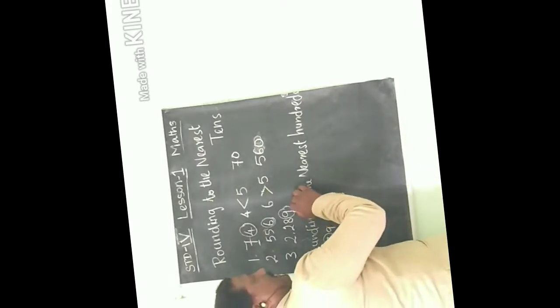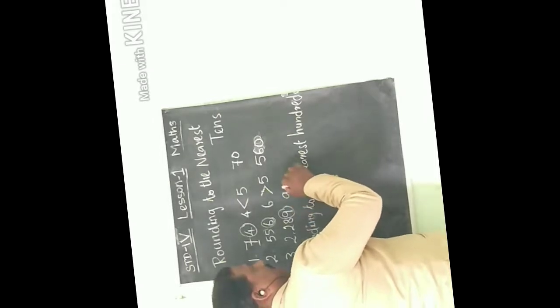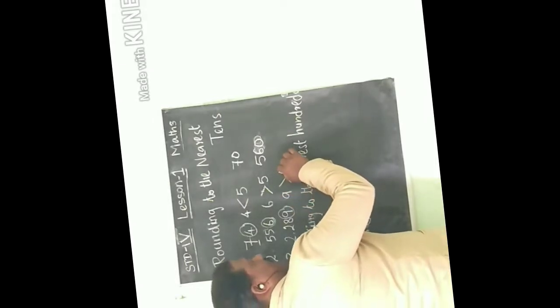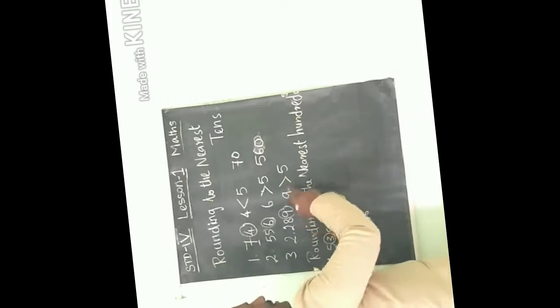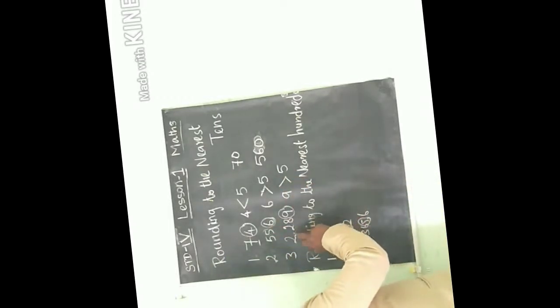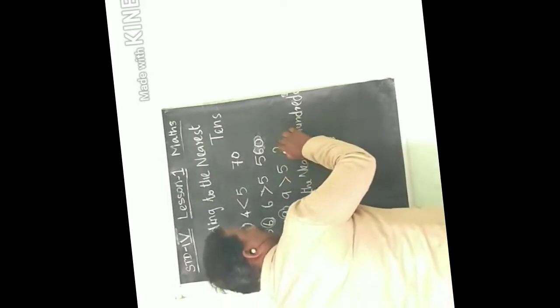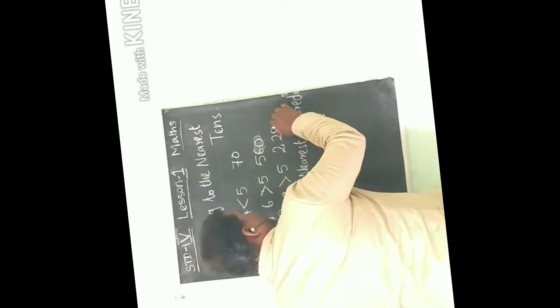Okay. Then next we have to compare this number. So 9 is greater than 5. Yes, compared to 5, 9 is the biggest number. So we have to take 2290. This is the rounding number.